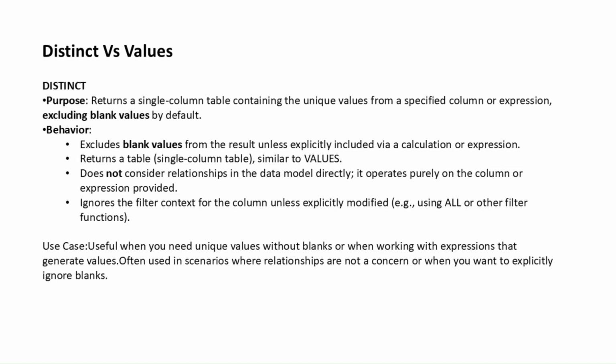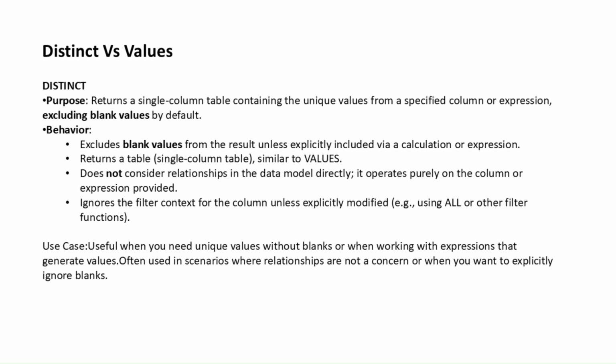2. Distinct. Purpose: returns a single column table containing the unique values from a specified column or expression, excluding blank values by default. Behavior: excludes blank values from the result unless explicitly included via a calculation or expression. Returns a table, a single column table, similar to values. Does not consider relationships in the data model directly. It operates purely on the column or expression provided. Ignores the filter context for the column unless explicitly modified, e.g., using ALL or other filter functions.